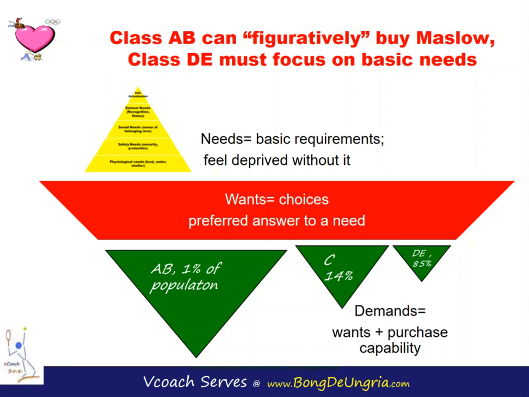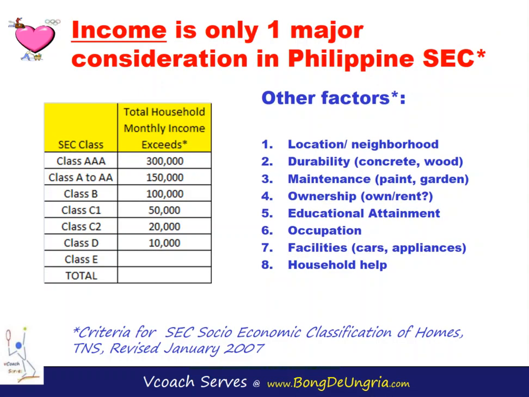Now, just a little more elaboration on the effect of income. This has been quite a long time ago. In 2007, based on a TNS study, socioeconomic classification was divided into these classes.